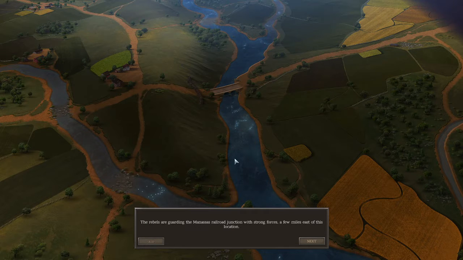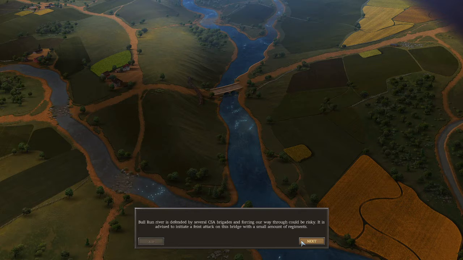Okay, that was getting really loud. I couldn't hear anything. So the rebels are guarding Manassas Railroad Junction with strong forces a few miles east of this location. Basically, that's what they were fighting over. That's why it's Manassas.